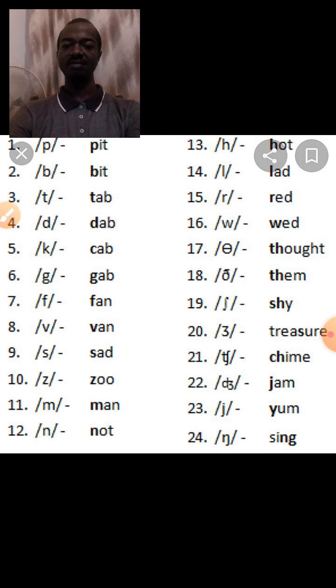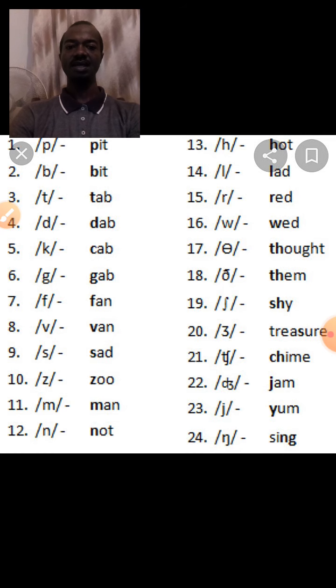We have the M, like you have in man. We have the N, like you have in not. We have the H, like you have in hot. We have the L, like you have in lad. You have the R, like you have in red. The W, like you have in wed. You have the theta, like you have in thoughts. You have the eth, like you have in them.